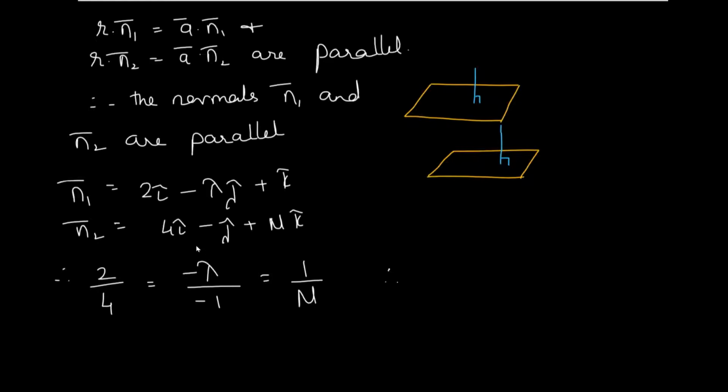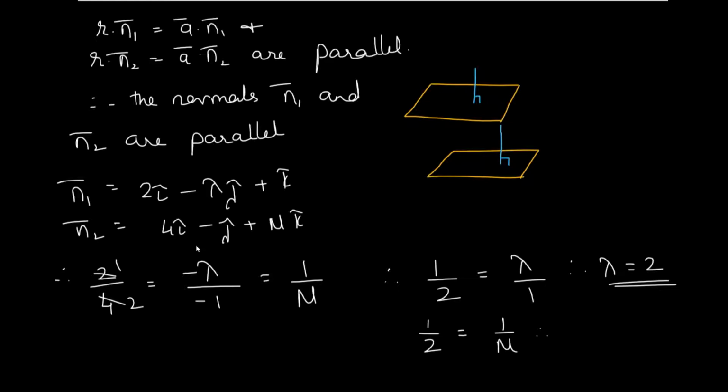So therefore, cancelling 2 upon 4 and making it 1 upon 2, we have 1 upon 2 is equal to lambda upon 1, and therefore lambda becomes 1 upon 2. Similarly, 1 upon 2 is also 1 upon mu. So in the second case, by taking a reciprocal, we get mu as 2. So the values of lambda and mu are 1 upon 2 and 2.